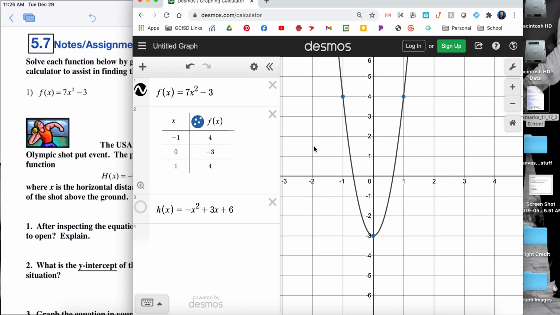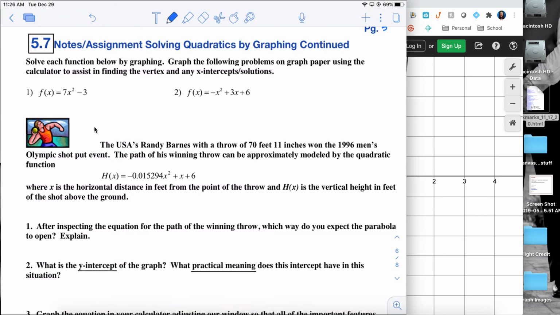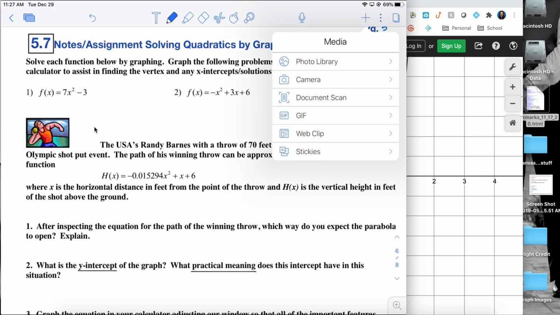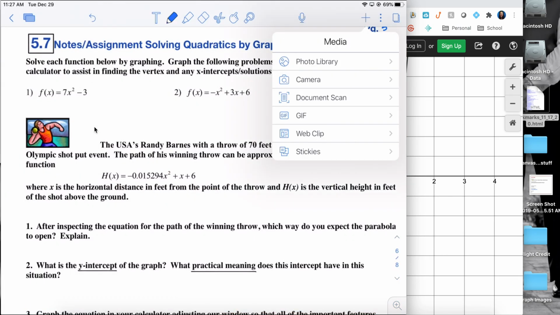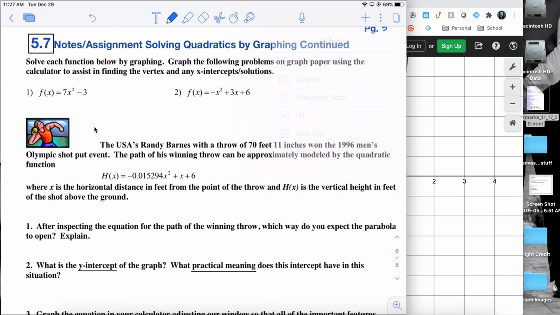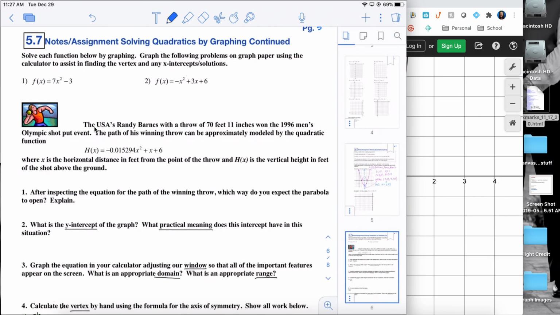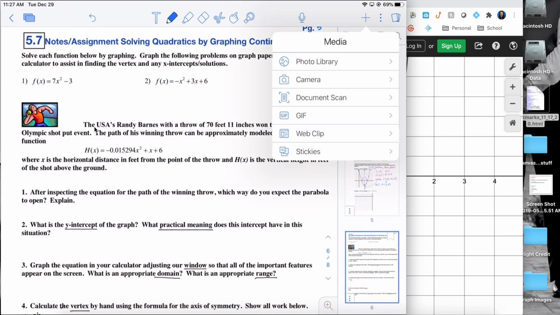Let me go ahead and insert a quick graph here. Let's see if I can do that. Oops, maybe not. Let's do this. Let's add a page.